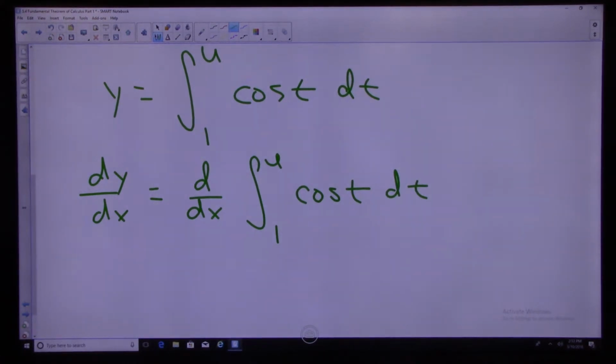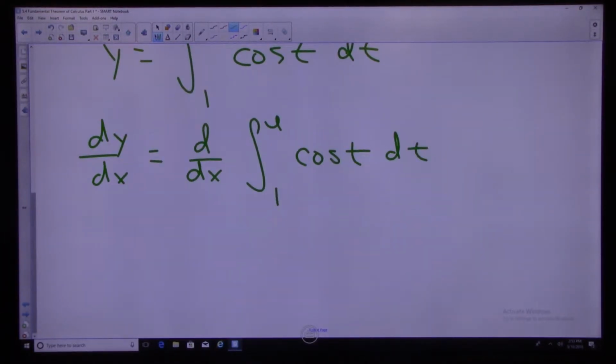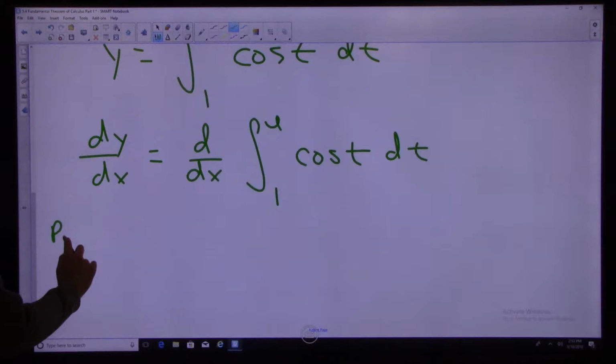Okay. So hopefully you guys are with me here so far. We're not there yet. We're getting close. We're getting there. So let me just write this up here real quick.